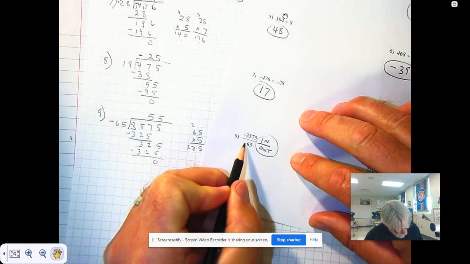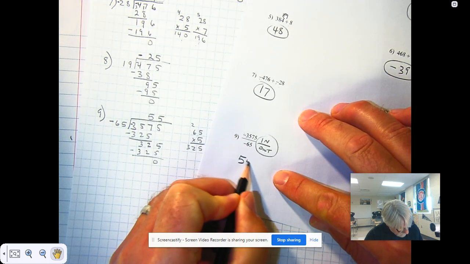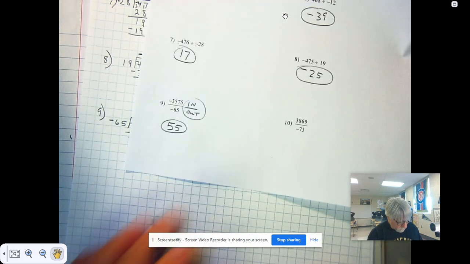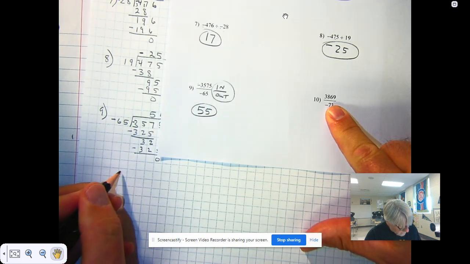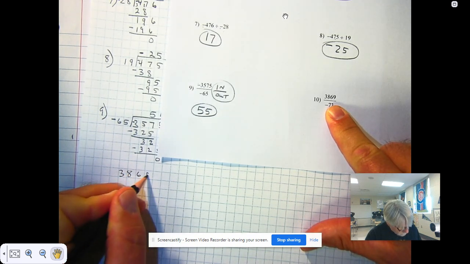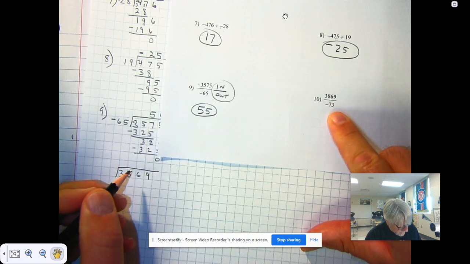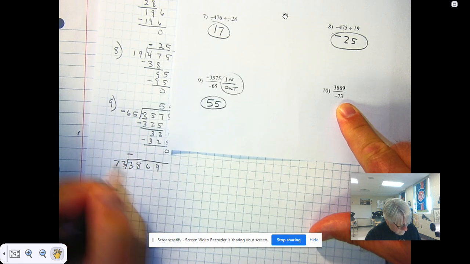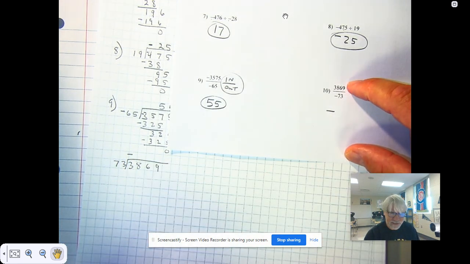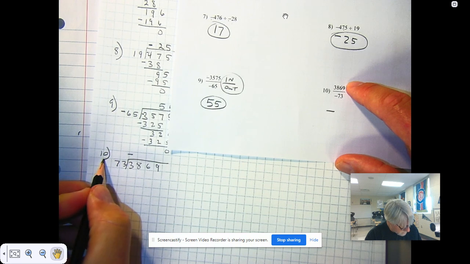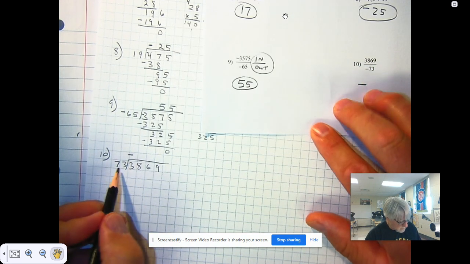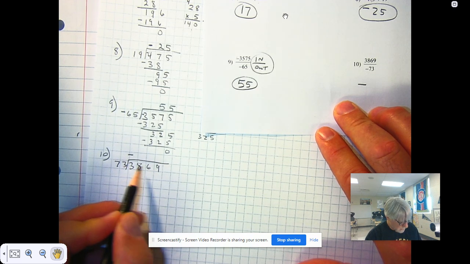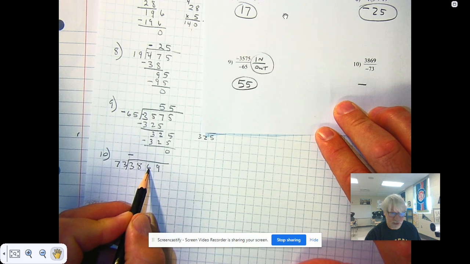So negative divided by a negative is a positive, and it's positive 55. Okay, so one more, right? So this 3869 is going to go on the inside because it's in over the out, 73 on the out. This is going to be a negative answer. So I'm going to put the negative right here too, because I know it's going to be negative because the signs are different. So can I take 70 from 3? No. Can I take it from 38? No. Can I take it from 386? Sure, I can take 70 from 386.